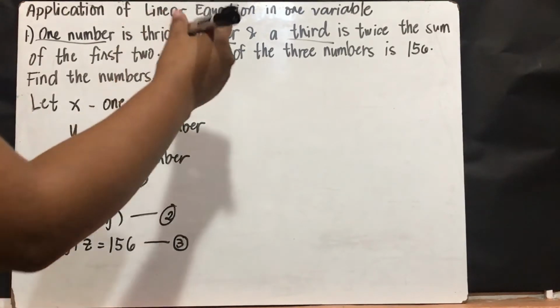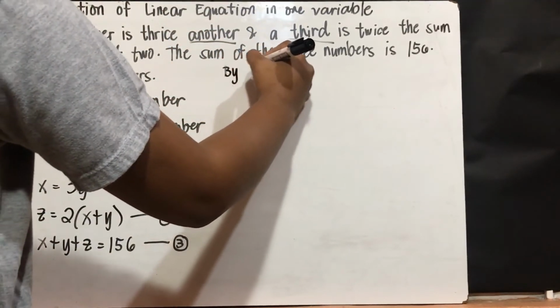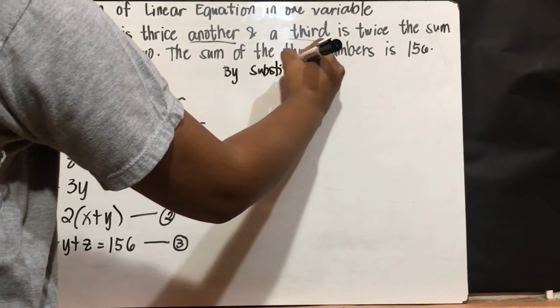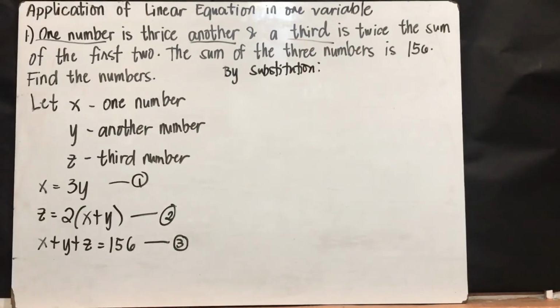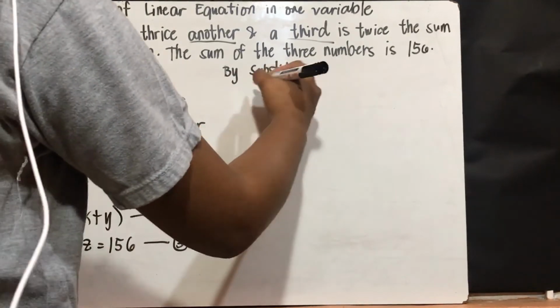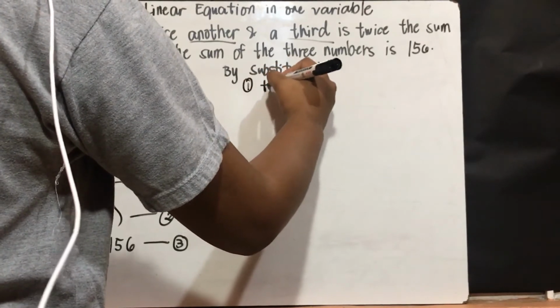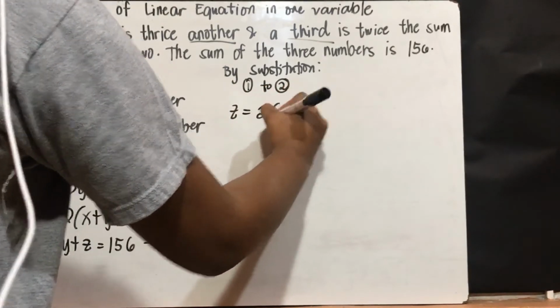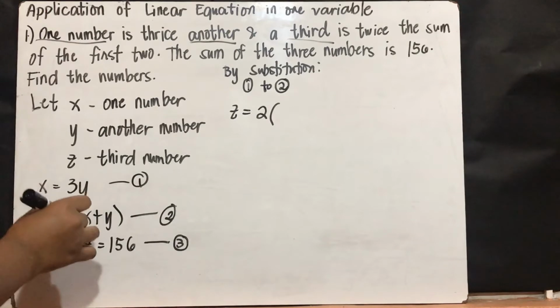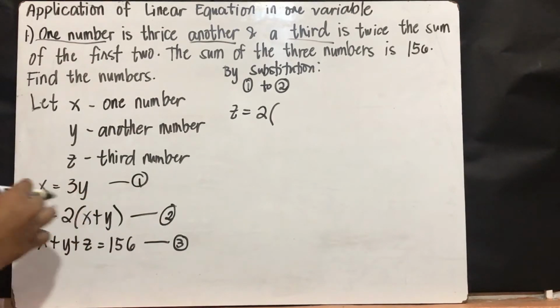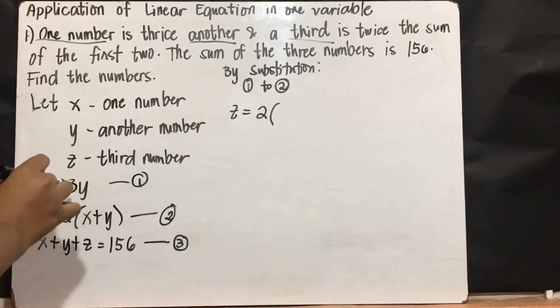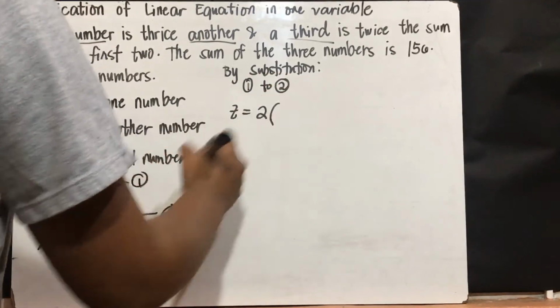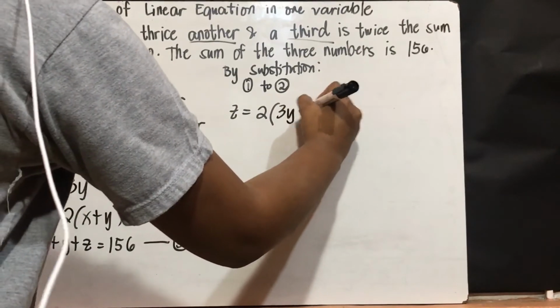So, gagawin muna natin is by substitution. So, by substitution, i-substitute natin si equation number 1 dito sa equation number 2 natin. So, substitute 1 to 2. So, we have z is equal to 2 times x plus y. This is equation number 2. So, yung x mo dito sa equation number 2 mo is palitan mo ng 3y, which is from equation number 1. So, your x will now be equal to 3y plus y.